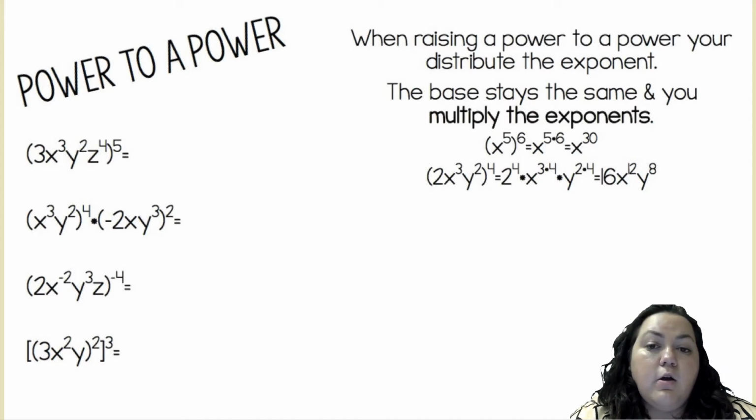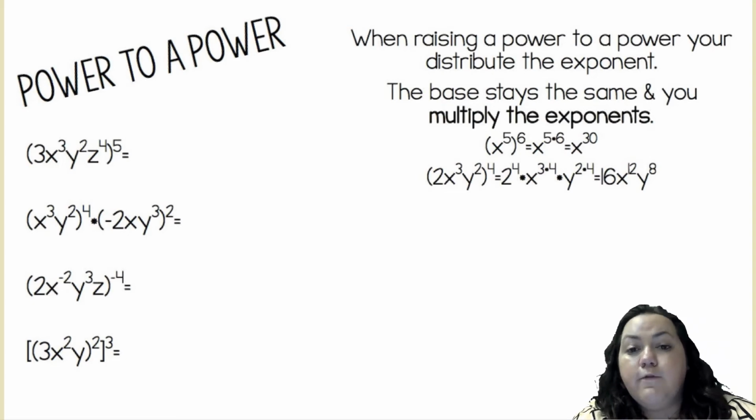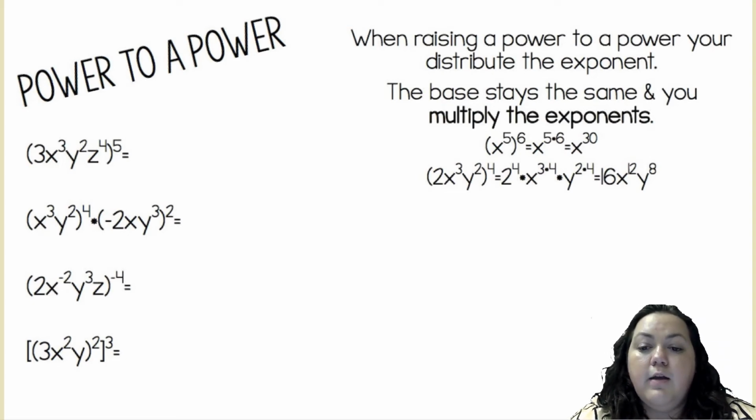And the next one, I have 2x to the 3rd y squared, all raised to the 4th. So you would take that coefficient, the number, and you would raise it to that power. So 2 to the 4th power would be 2 times 2 times 2 times 2, which would give you 16. And then x to the 3rd raised to the 4th, you multiply 3 and 4, and you get x to the 12th. Y to the 2nd raised to the 4th would be 2 times 4 would give you y to the 8th. So you have 16x to the 12th, y to the 8th.